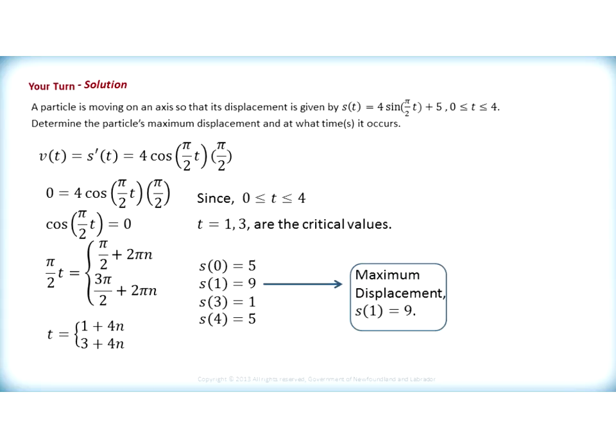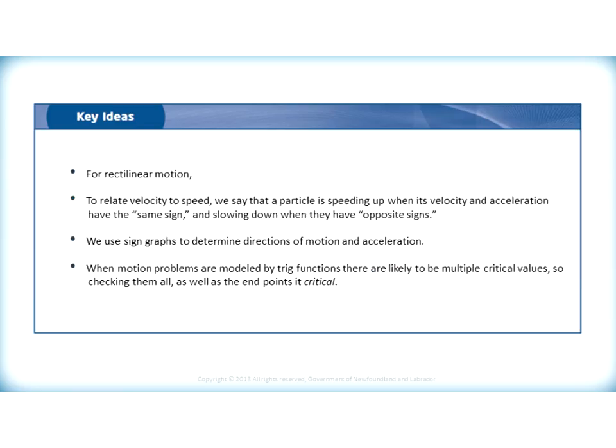And let's look at the highlights of some of the things that we saw in this particular session. For rectilinear motion, to relate velocity to speed, we say the particle is speeding up when its velocity and acceleration have the same sign and slowing down when they have opposite signs. So don't forget that one. We use sine graphs to determine the direction of motion and acceleration if we had to, but in this case we were able just to tell when it was positive and negative at certain particular values.